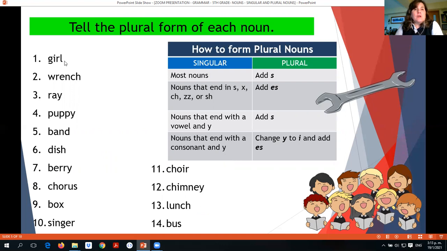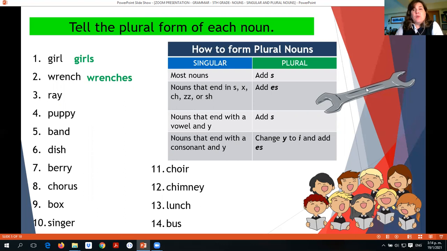So girl, we only add an S, okay? Because in this case, it's a common noun. We have two consonants. It's not any of these special cases that we have. The last three are special cases. We fall, in this case, in most nouns, so we add an S. For wrench, we have CH, and we have a special case here, nouns that end in CH. It says we have to add ES. So if we add ES, we have wrenches.